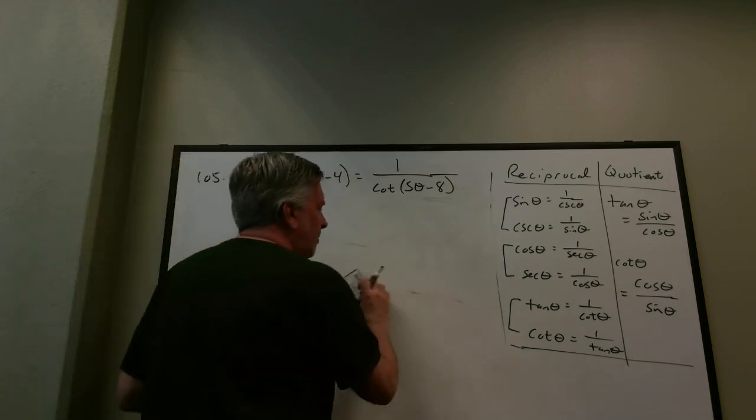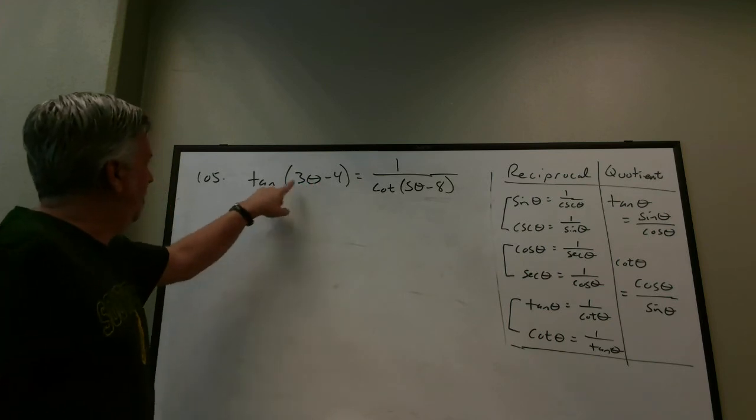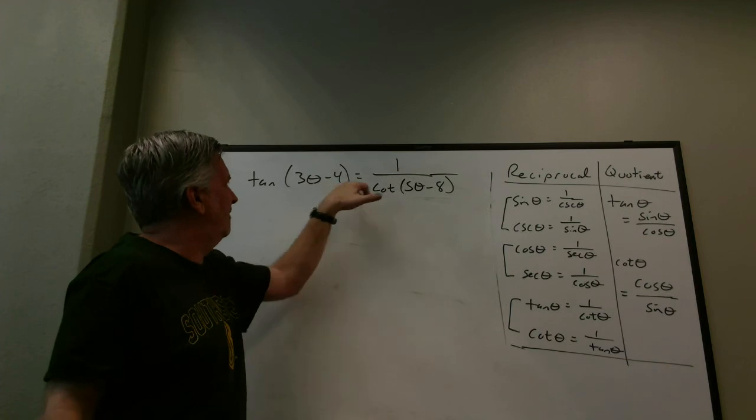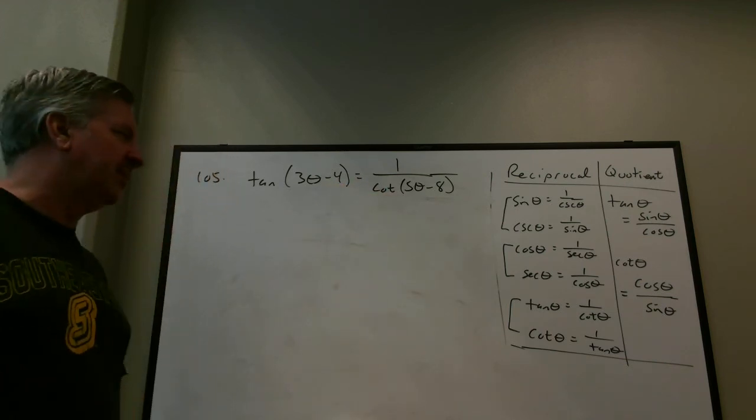Okay. So that's what I have here. Notice I have a trig equation. The variable is part of the angle. The angle here is 3 theta minus 4. The other angle is 5 theta minus 8. Notice the variable showing up in both. This is a trig equation.